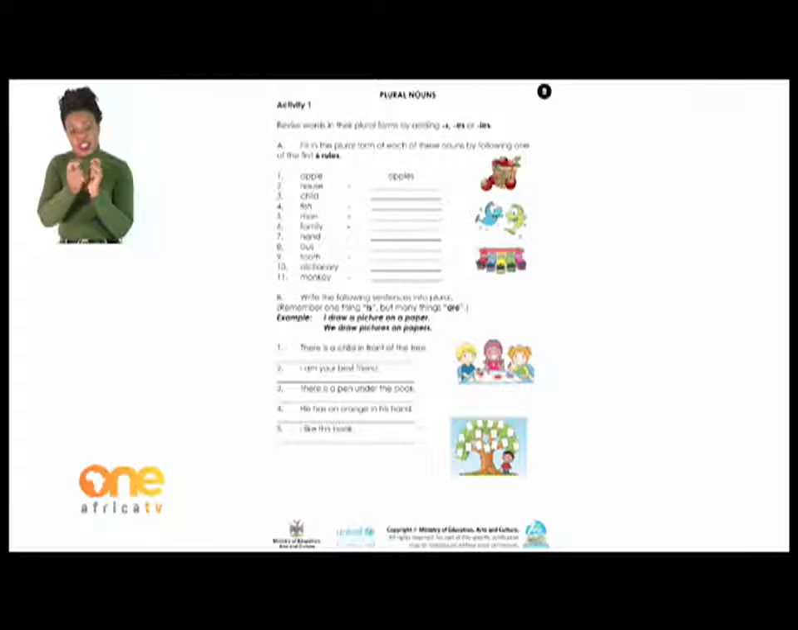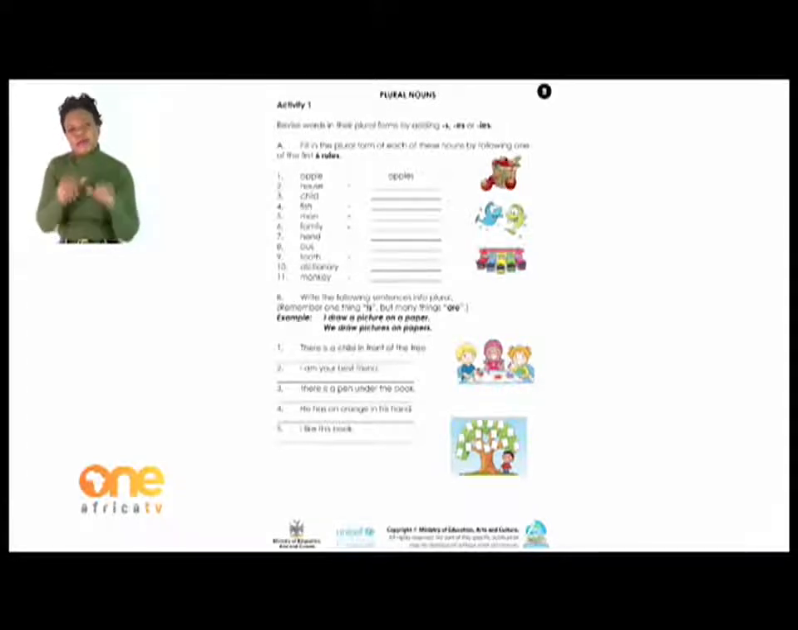If I were you, I was going to say, there are children in front of the trees. So you do the rest. Number 2 is saying, I am your best friend. How do you pluralize that one? There is a pen under the book. The first thing is to identify the nouns and be able to change them into their plural forms.